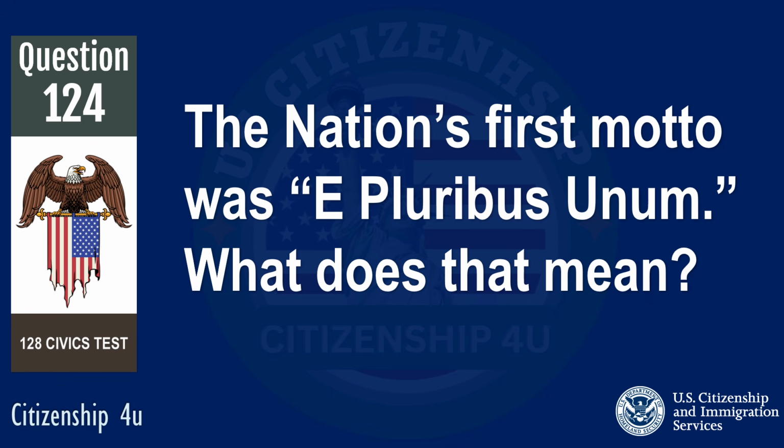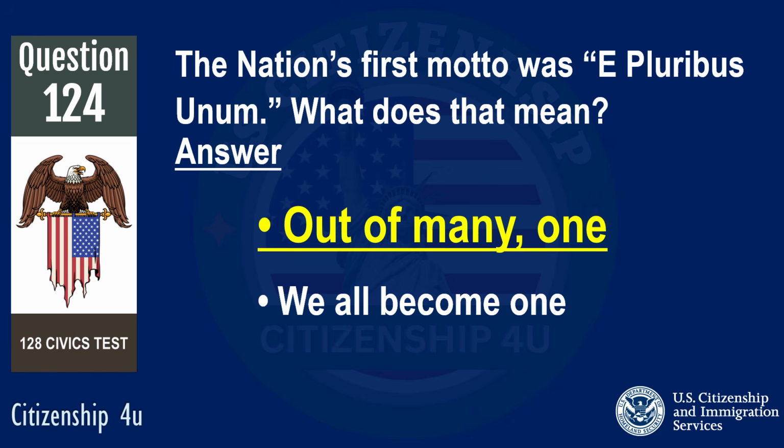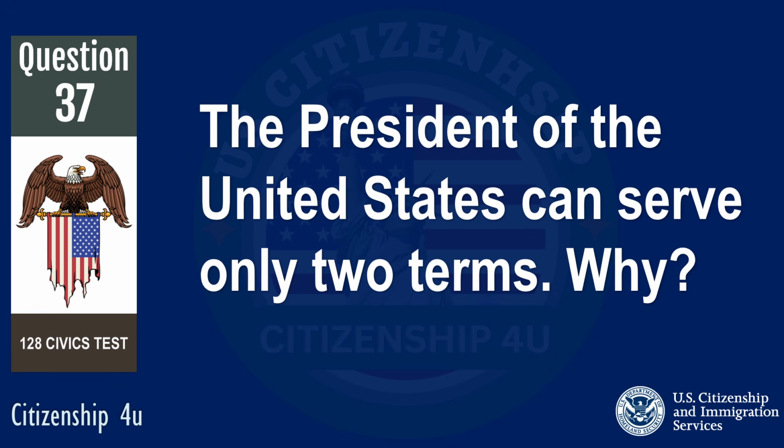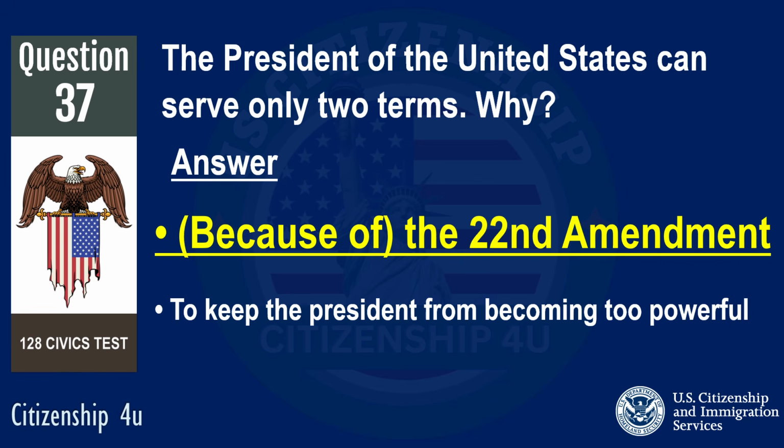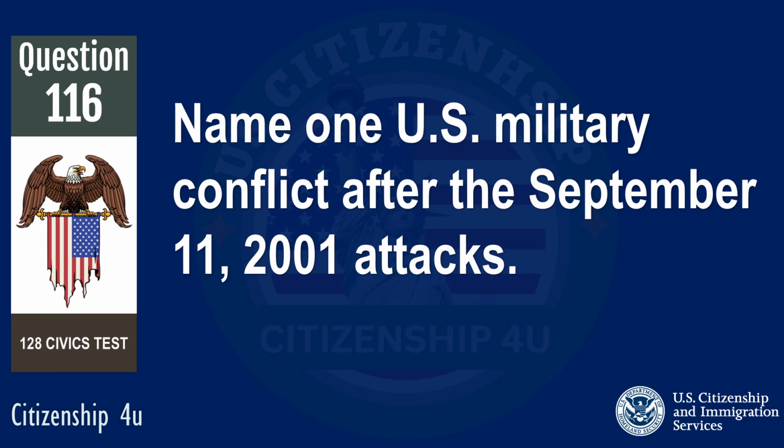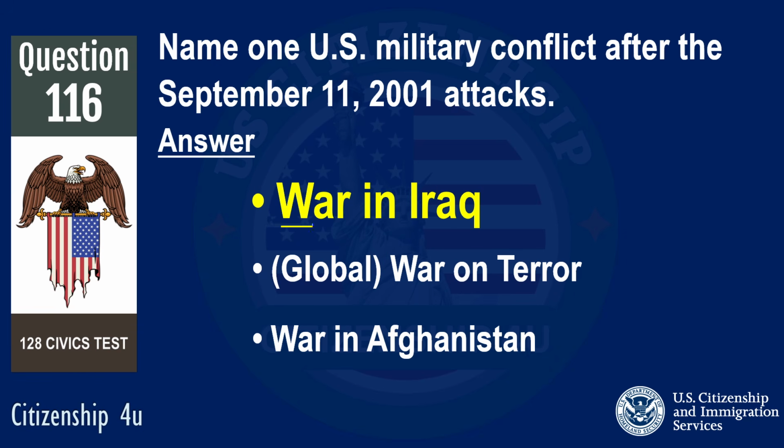The nation's first motto was E pluribus unum. What does that mean? Out of many, one. The President of the United States can serve only 2 terms. Why? Because of the Second Amendment. Name one U.S. military conflict after the September 11th, 2001 attacks. War in Iraq.